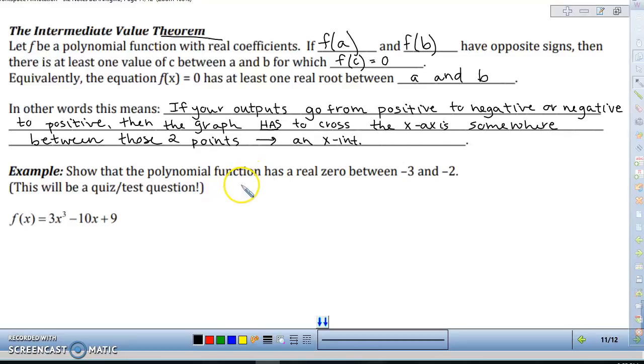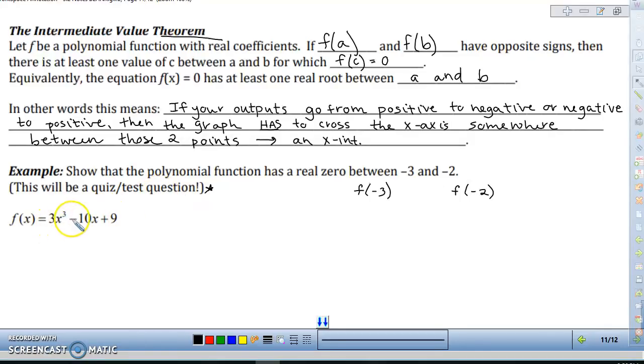So we're going to take a look at this example that says show that the polynomial function has a real 0 between -3 and -2. Take notice that this is going to be a quiz or test question, maybe both. We probably won't ask you to show that there's a real 0, but we might ask you to evaluate f of -3 and f of -2 and then interpret those results. Determine whether or not there is an x-intercept between them.